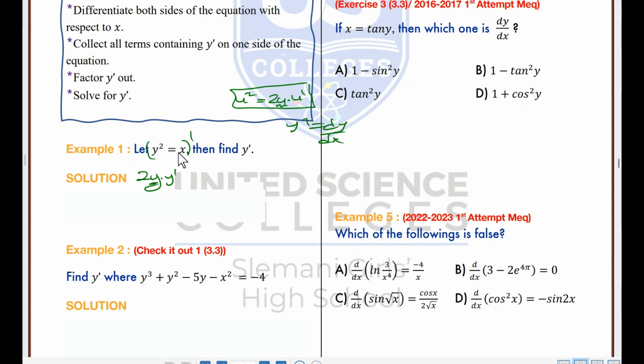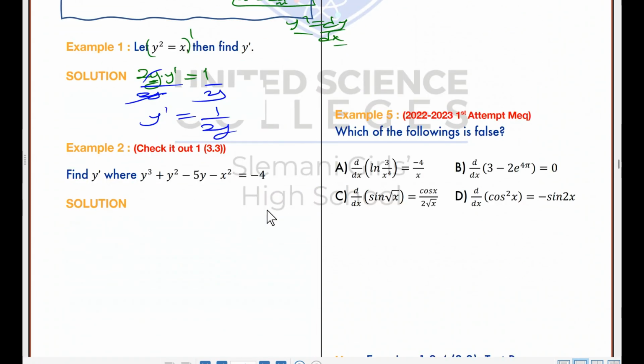In some questions you'll see it's asked as y prime. In some questions, the question will ask this as dy over dx. They're both the same. So 2y y prime equals the derivative of x with respect to x, which is 1. I need y prime alone, so to get rid of 2y, divide both sides by 2y. So y prime is alone on the left, and on the other side we have 1 over 2y. Right? It's not as difficult as it seems. When you get the hang of it, it's easy.